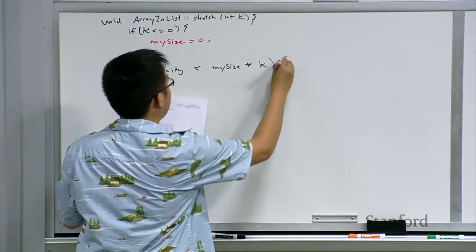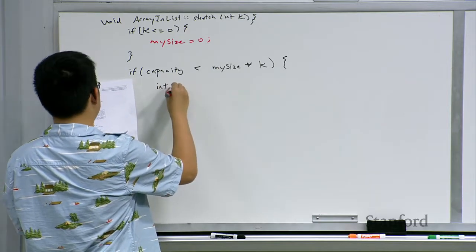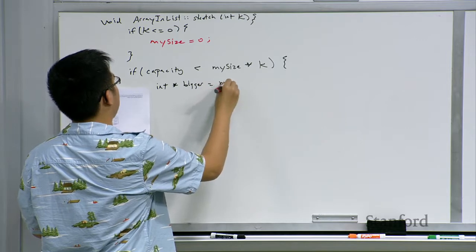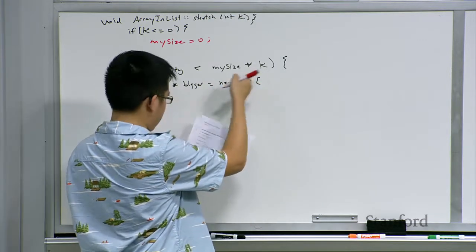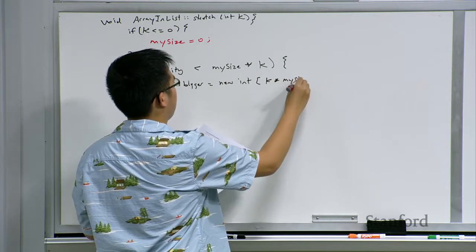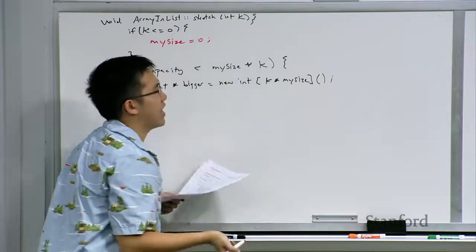Okay? If it is, then you want to declare a new array. So we want to create a new array. We do that by doing int star. Let's call it bigger. That's equal to, we create a new array calling new, and you have to give it the new size. The new size should be k times my size. Okay, this thing is optional. This thing just clears the array for you. You can or you don't have to do it.